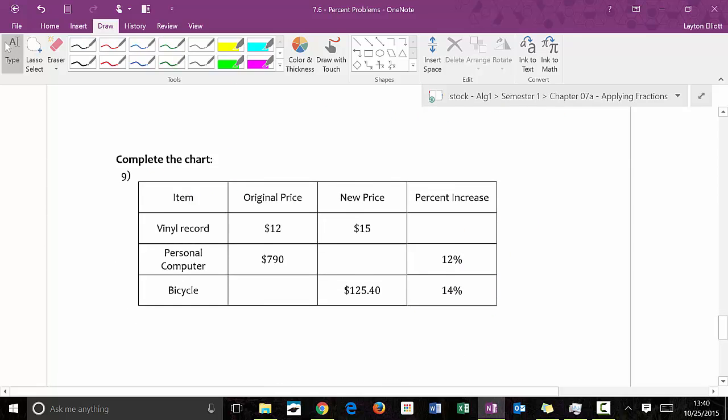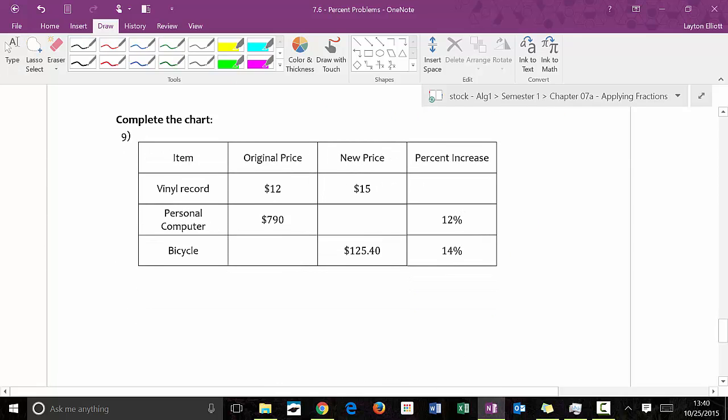So this is another type of chart that we sometimes do, just to kind of complete the chart. You've got these different objects. I tried to update this. Vinyl records are making a comeback. So you've got original and then new price. It's actually really cheap for a record, but anyway, percent increase. So for the vinyl record, we're going to go right here, big minus small over original. You get 3/12 or 1/4. That's a 25% increase.